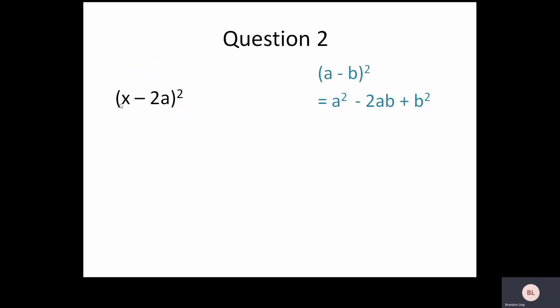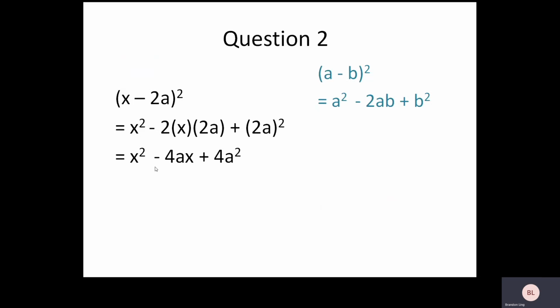Question 2, (x minus 2a) squared here. So your a will be your x, your b will be your 2a. When we expand it, the first term will be x squared minus 2 times x times 2a plus (2a) in the bracket of square, which follows this standard formula. So when you expand all these brackets, you get negative 4ax plus 4a squared.